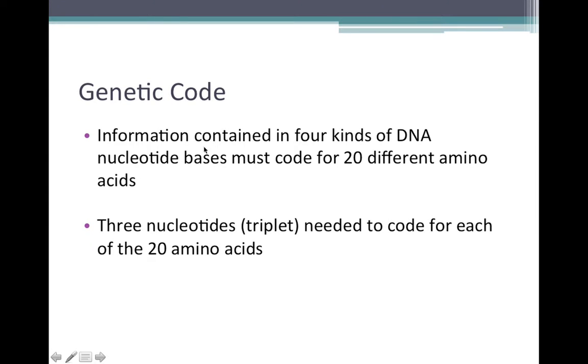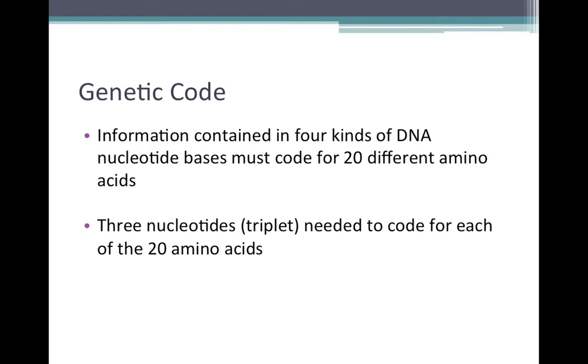Now, information is contained in 4 kinds of DNA nucleotide bases, and those actually code for 20 different amino acids. What happens is that the nucleotides in DNA come in sequences of 3, and those sequences of 3 nucleotides, which we call triplets, form what's called a codon, and each of those codes for one of the 20 different amino acids. So a certain sequence of nucleotides, whether it's like ACA or AGT, all of those sequences encode for a specific amino acid.